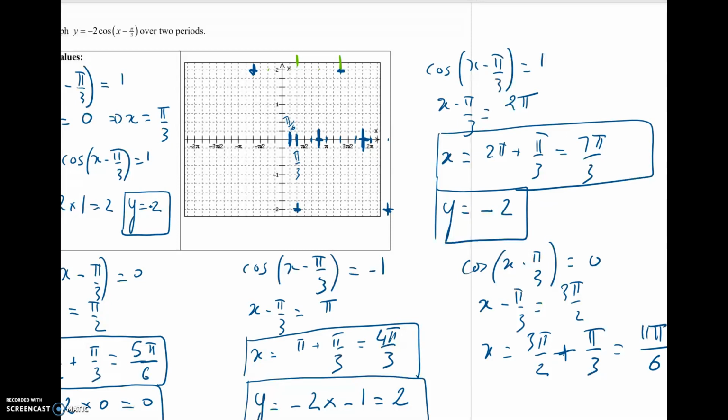And then from there, if you go to the left, 6 pi over 6, 1, 2, 3, 4, 5, 6. So I'm right here, so 1 pi over 6, 2, 3, 4, 5, 6. Right here, you're supposed to be at -2.